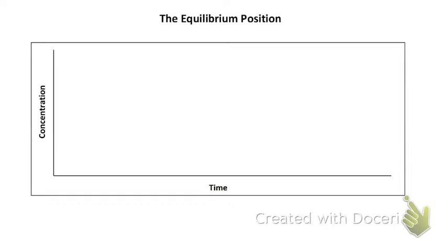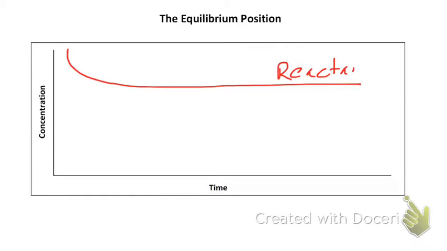Now, what if we have an equilibrium situation where the reactant is more favorable than the product? So what that means is that the reverse reaction is more favorable than the forward reaction. So to draw this, let's do our reactant again. Our red line is going to represent our reactant. And then we're going to use a blue line here, and that's going to represent our product.